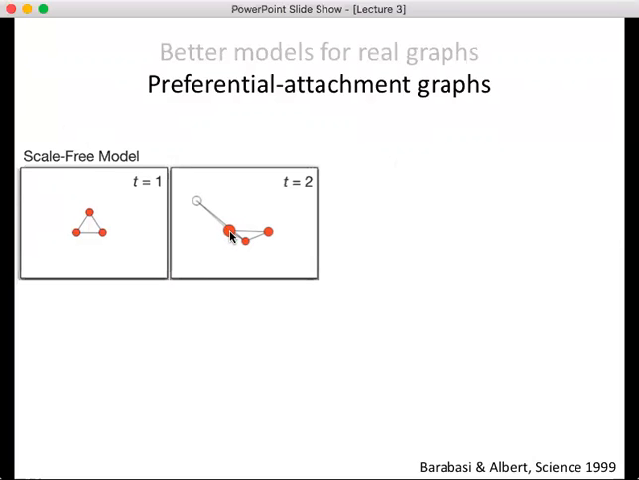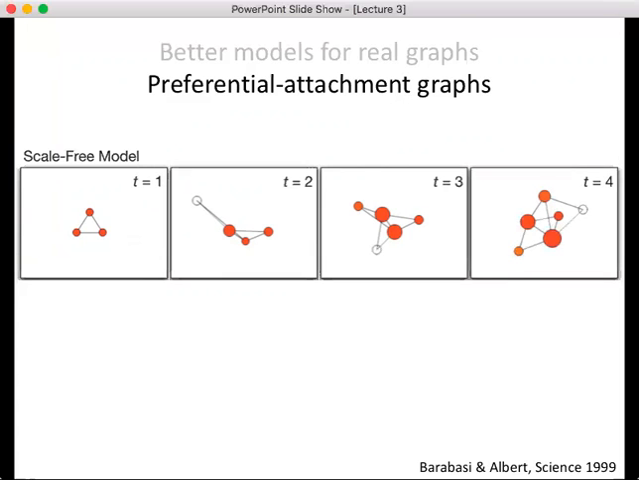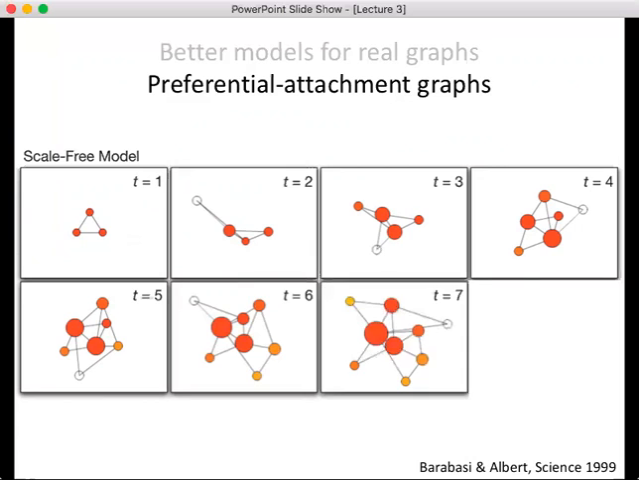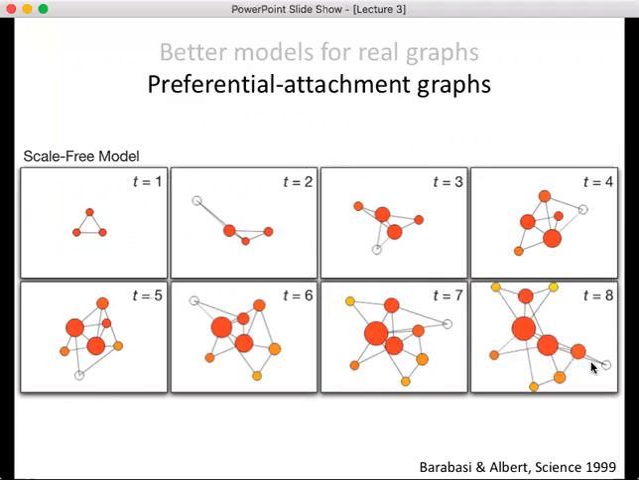And now this node increases its degree. But now in the next step, we add a new node, but we add it giving it preference for nodes that are already high degree. So each time we add a new node, we add randomly, but with preferential attachment. What does it mean, preferential attachment? It means that it attaches with preference to nodes that already have high degree. Okay, so that's the concept of preferential attachment.